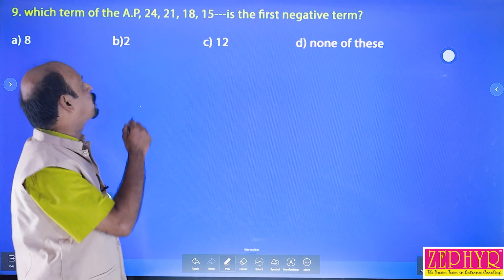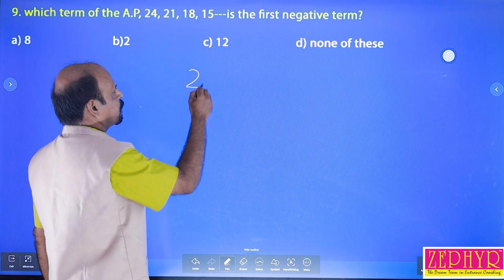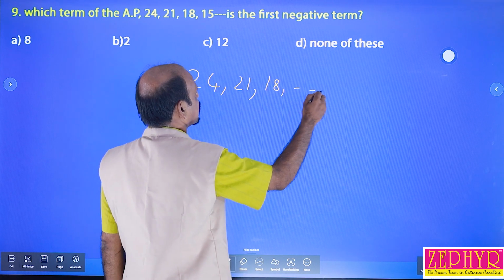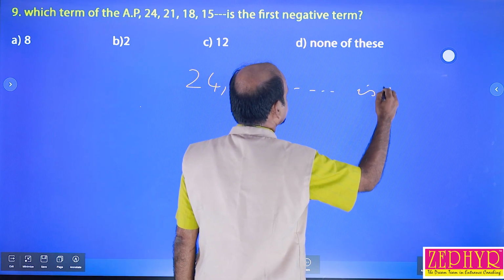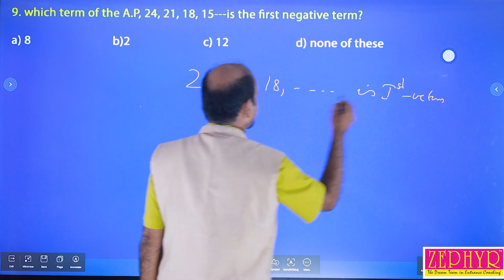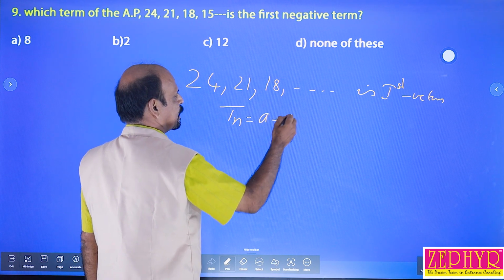Okay, we are now moving to 9th question. Which term of the AP 24, 21, 18, etc. is the first negative term? First negative term, that is the question. So we are supposing that the nth term is the first negative term.